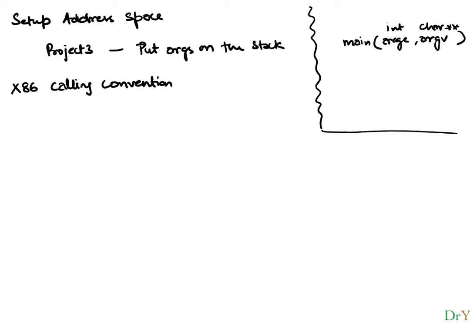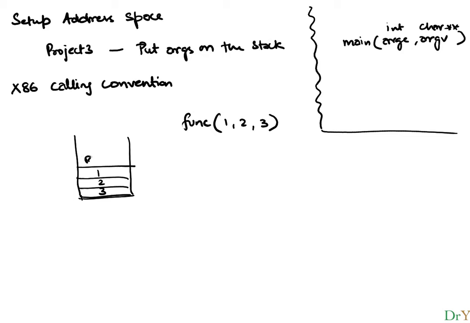The x86 calling convention is simply this. When we make a function call, it doesn't matter whether it's this function or any other function. If I have a function that takes three arguments, 1, 2, and 3, the way I'm going to call this function is I will put on the stack the arguments 3, 2, 1, like that, and the return address.